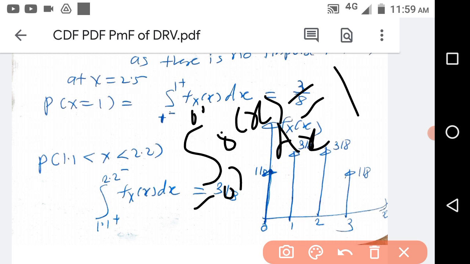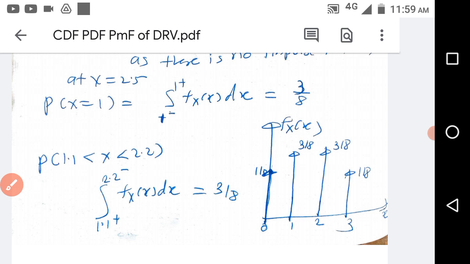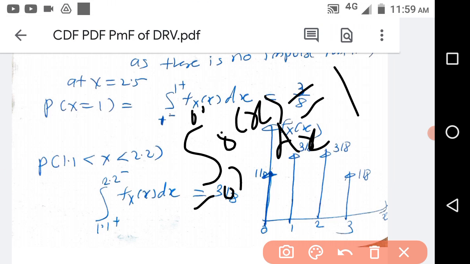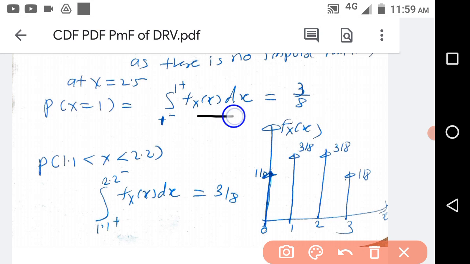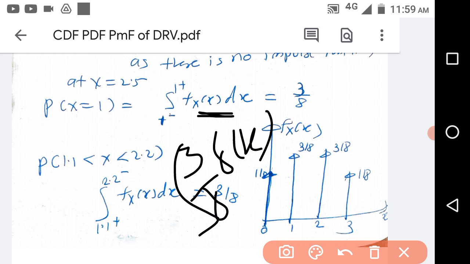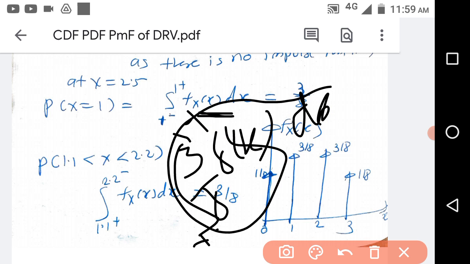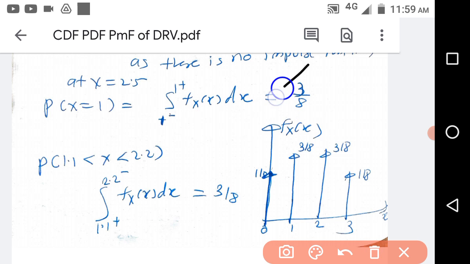The continuous impulse function has the property that its width is very small and its height is very high or infinite. That's why the area under the continuous impulse function is equal to 1. So this area becomes 1 if you put in the value. Here you put the value of fX(x), which is 3 by 8 times delta(x), integrated from 1 minus to 1 plus dx. Now the integration of delta(x) dx from 1 minus to 1 plus is equal to 1. So you will get the value 3 by 8.